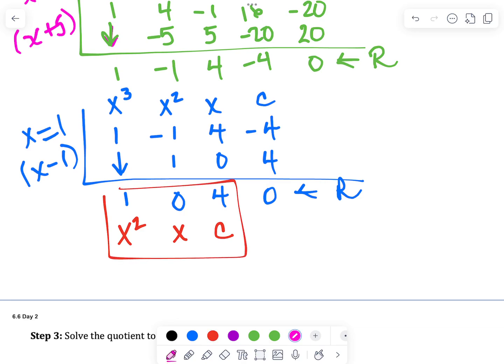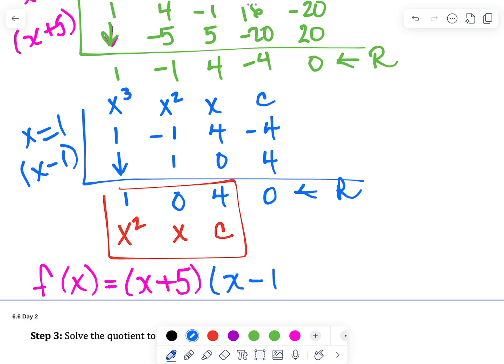So in factored form, we have f of x equals x plus 5, so that's that first factor that we divided out. We factored out the x minus 1, that was the second factor. And then what's left is 1x squared plus 4. So now it's in factored form.